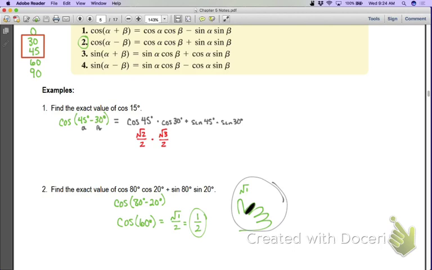The second half then, with sine of 45, is again square root of 2 over 2 times sine of 30 here. Sine is the bottom side, so 1/2. Focus on each one individually. What is the square root of 2 over 2 times the square root of 3 over 2? Square root of 6 over 2 plus square root of 2 over 2 times 1 over 2.